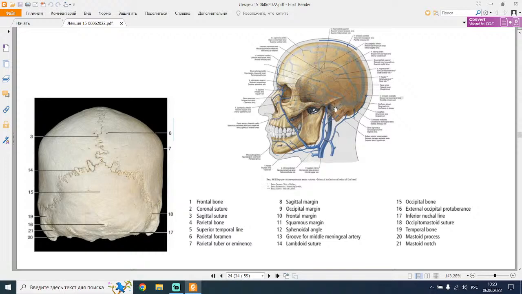This passes into the jugular foramen and forms the vena jugularis interna. This is the superior sagittal sinus, this is the inferior sagittal sinus, and this is the transverse sinus. And you see the vena emissaria.